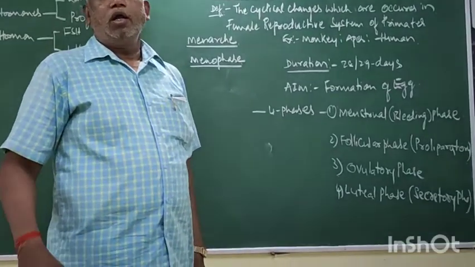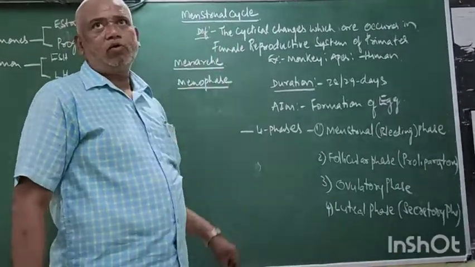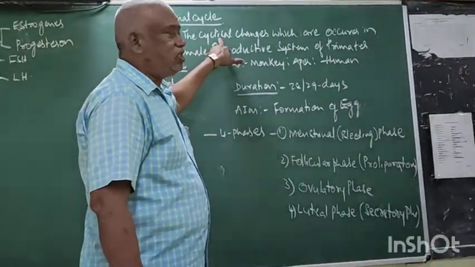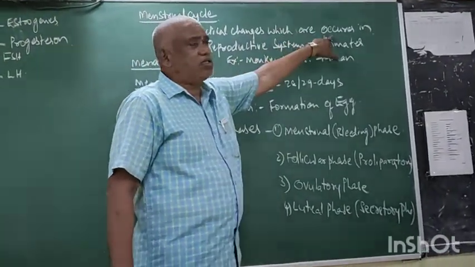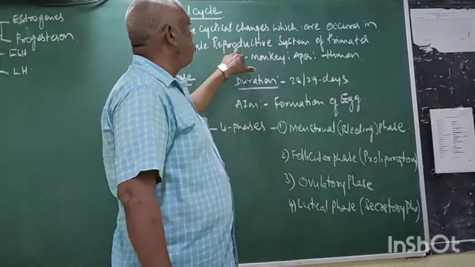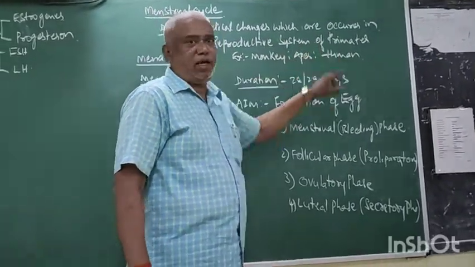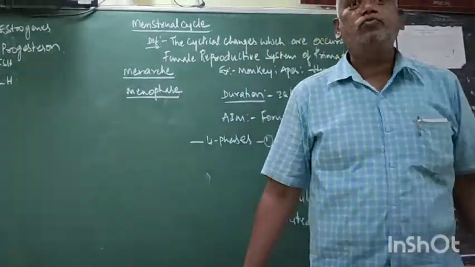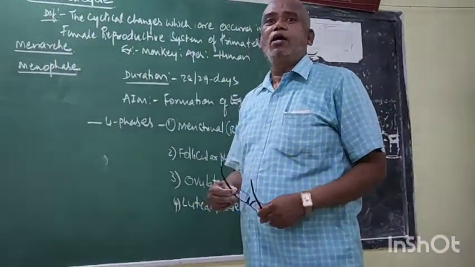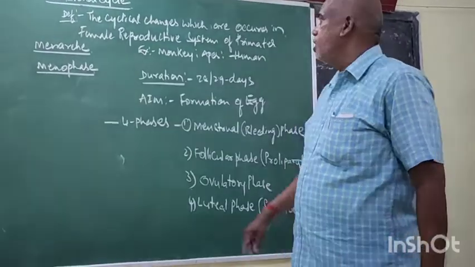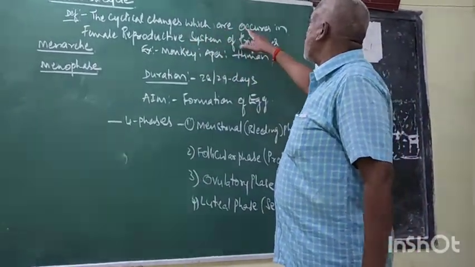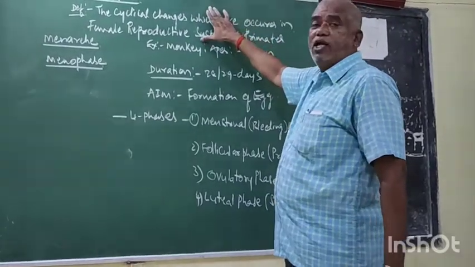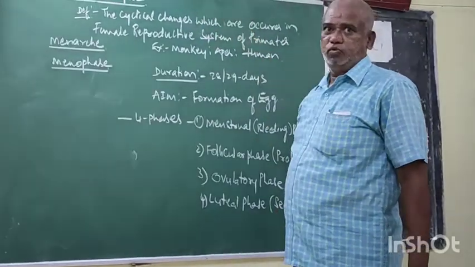Okay. Now, the menstrual cycle definition. The cyclical changes which occur in the female reproductive system of primates, one order of class Mammalia. The cyclical changes which occur in the female reproductive system of primates are called the menstrual cycle. Okay.